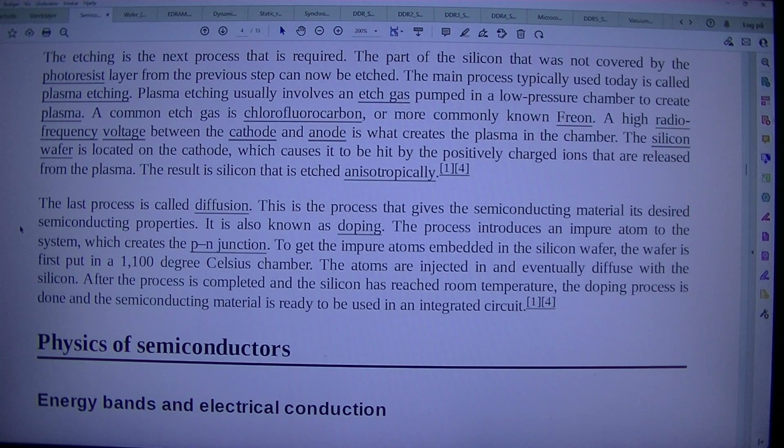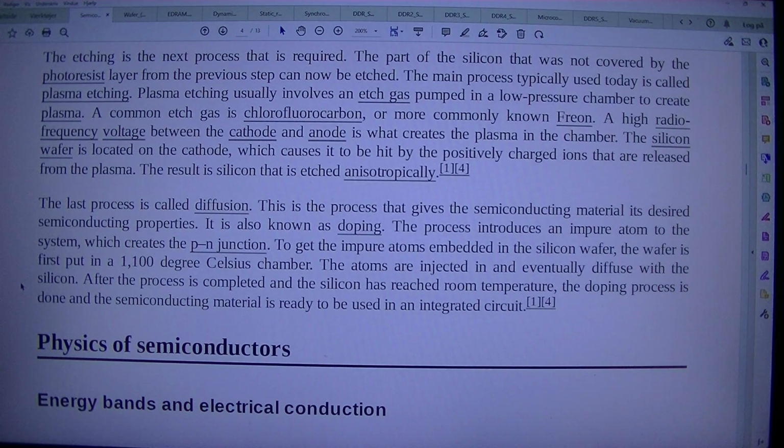To get the impure atoms embedded in the silicon wafer, the wafer is first put in a 1100 degrees Celsius chamber. The atoms are injected in and eventually diffuse with the silicon. After the process is completed and the silicon has reached room temperature, the doping process is done and the semiconducting material is ready to be used in an integrated circuit.